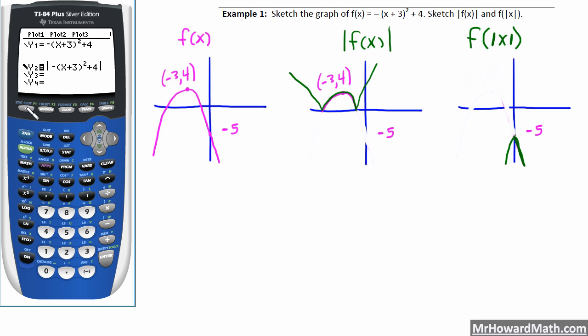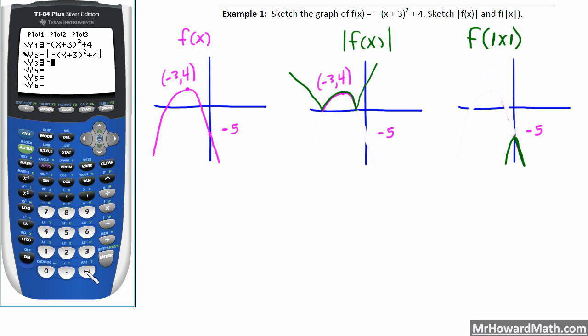Okay, so now let's look at this part. So I'm going to go in y equals now. I'm going to turn the original function back on. I'm going to turn off the y2 this time, and we're going to put this part in y3 now. Remember, this is f of absolute value of x only. Just the x is going to be inside my absolute value bars. So I'm going to type this all in, only placing the absolute value around the x only.